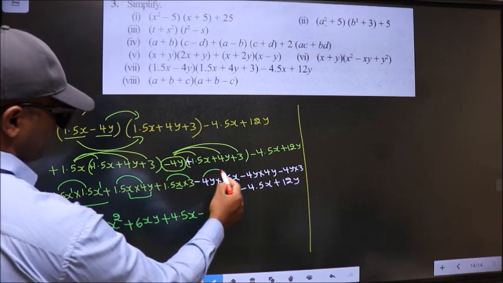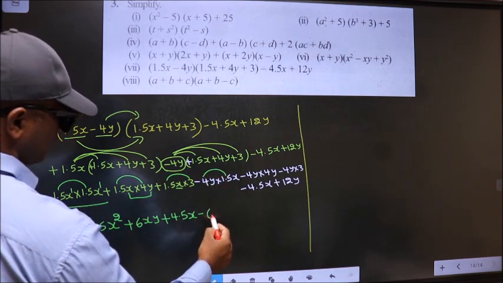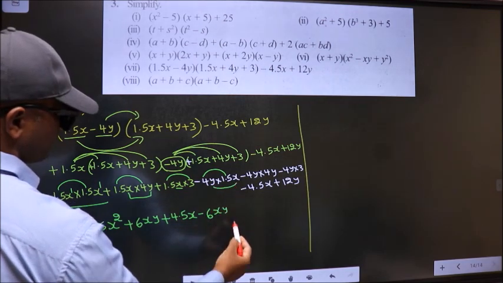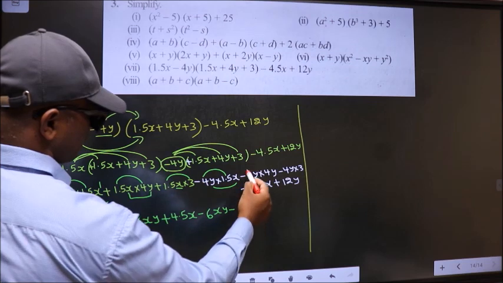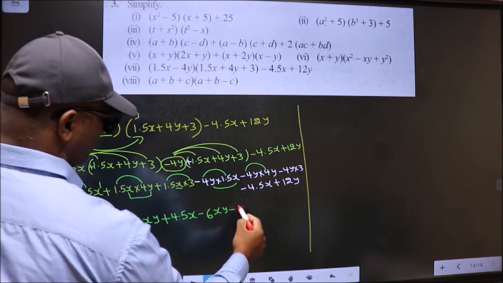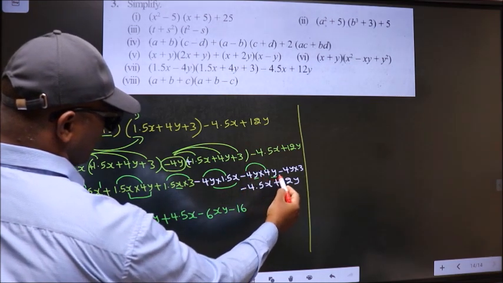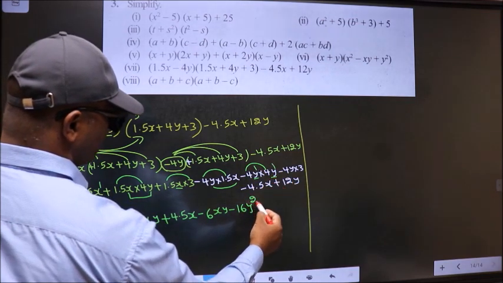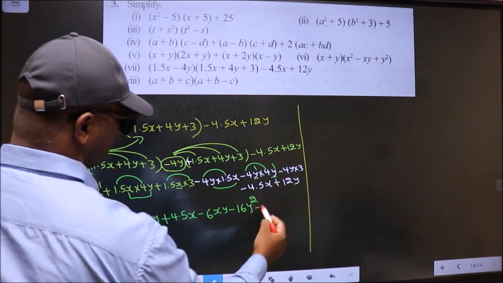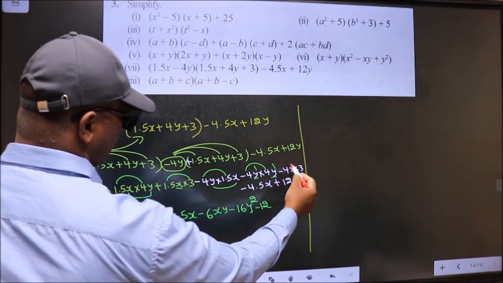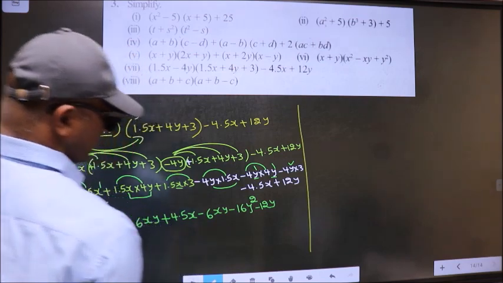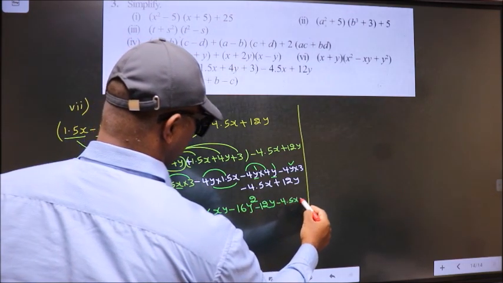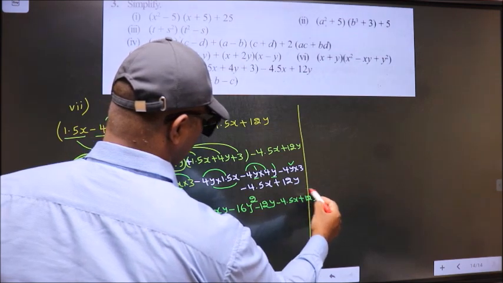Minus, multiply the numbers. 4 into 1.5, 6. Letters are different, so you write as it is. Minus, multiply the numbers. 4 into 4, 16. y, you write y and add the powers, 1 plus 1, 2. Minus 4 into 3, 12. y appeared only once, so write as it is. Minus 4.5x plus 12y.